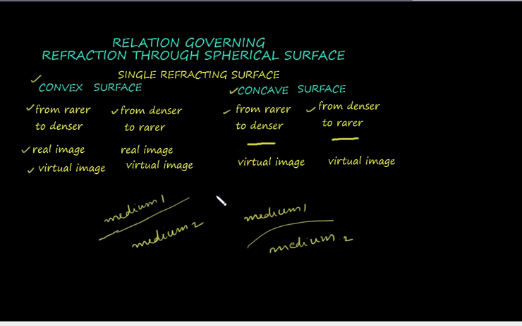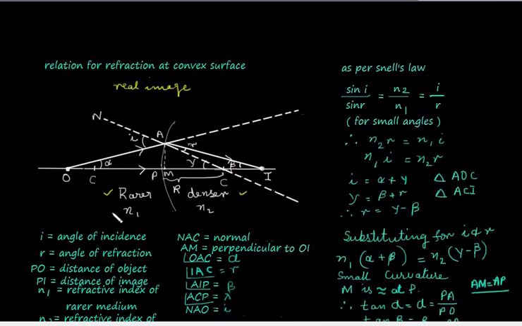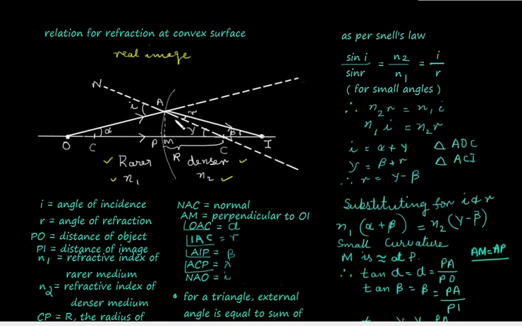Now, let us see the relation for refraction at a convex surface forming a real image. This is the convex interface, this is the rarer medium and this is the denser medium. The refractive index of the rarer medium is N1, the refractive index of the denser medium is N2. The details of the diagram I have given below. I have already done the derivation here, this is only to save some time.